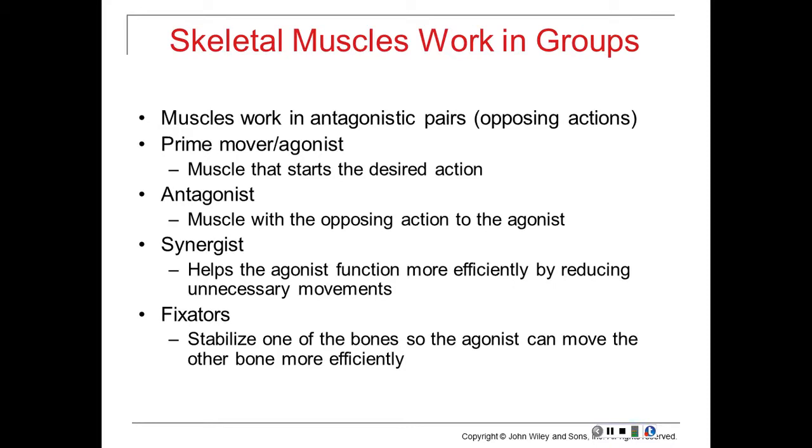The synergist is going to help the agonist function more efficiently. So it's going to help hold something in place. It's going to assist with the overall movement. If we're talking specifically about the biceps brachii, there's another muscle that is associated with flexing the elbow, and that is called the brachialis muscle. It sits just deep to, or underneath, the biceps brachii. So the synergist to the biceps brachii would be the brachialis muscle. Fixators are those that stabilize one of the bones so that the agonist can move the other bone more efficiently. So an example of this would be the scapula.